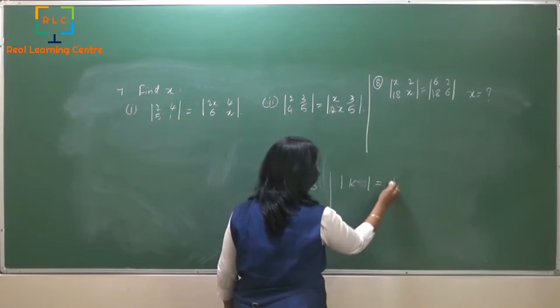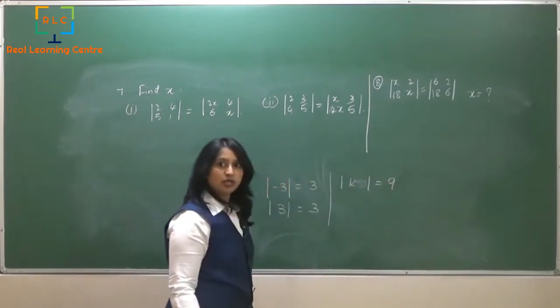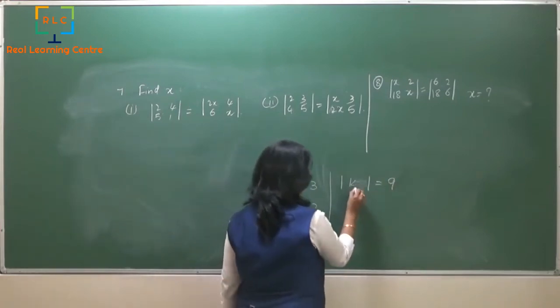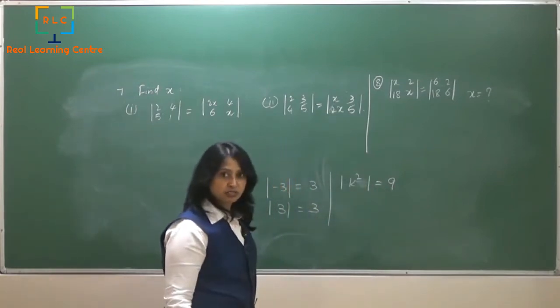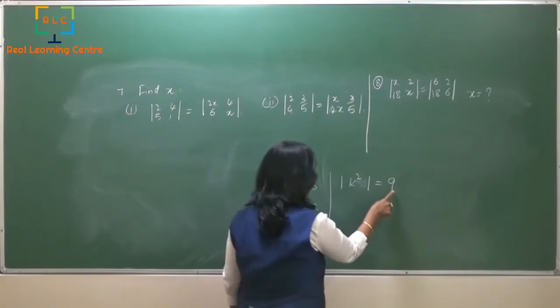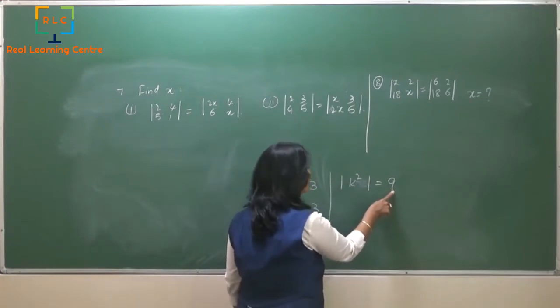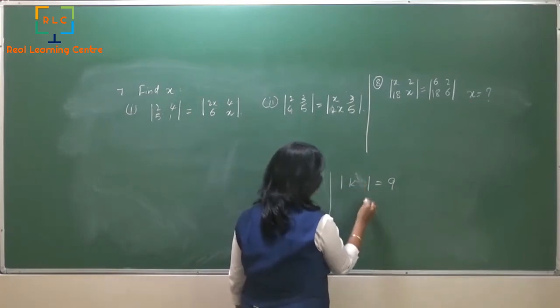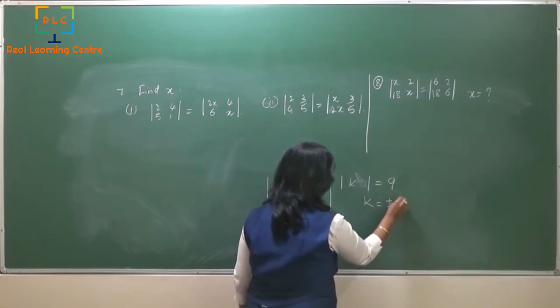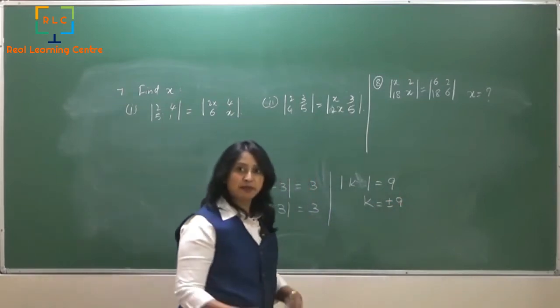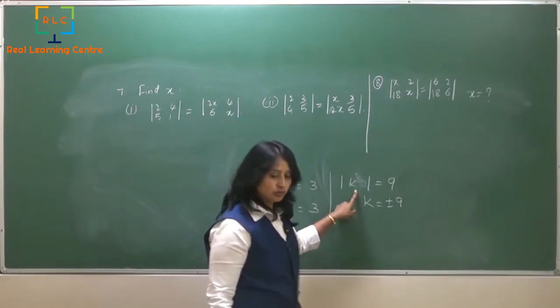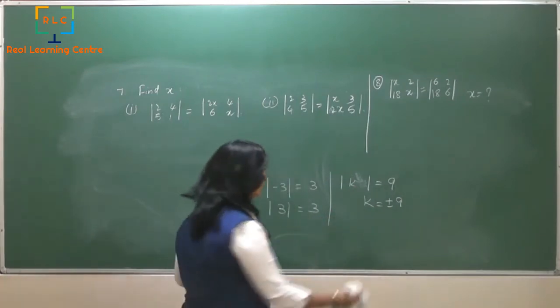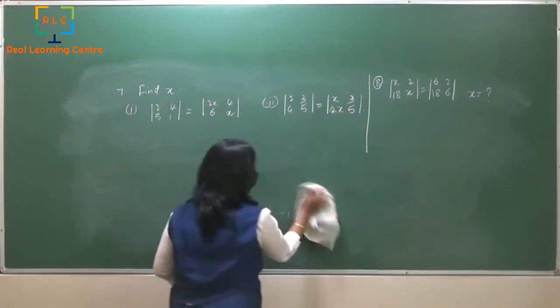If I have modulus of k equal to 9, so k square is equal to 81, let me say. Whenever I remove the modulus, it will always be equal to plus or minus. Similarly, k is equal to 9 implies k is equal to plus or minus 9. It may be plus 9 or it may be minus 9. I don't know what is inside. So whenever you remove the modulus, you are going to put plus or minus on the other side.